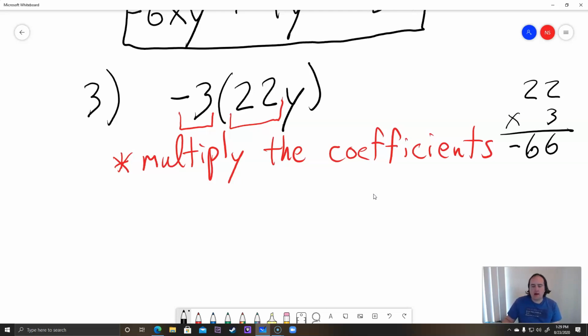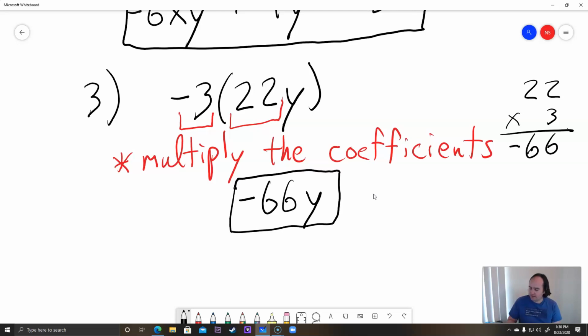Okay, and then with the y, we can't change the y because it's a variable, so we just leave it as y. So our answer is going to be -66y. Okay, and that there was not the distributive law. That was just multiplying. Okay, there's a couple of these in your homework. I wanted you to be solid on them. Most people don't have too much trouble with that, though.